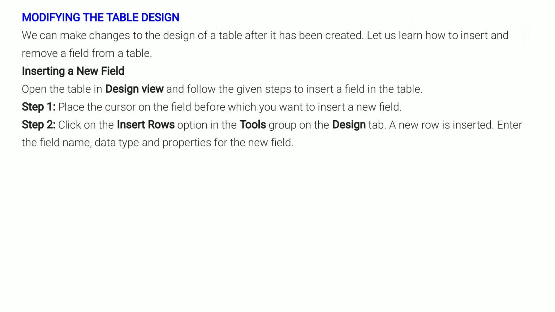The next point is modifying the table design. To modify the table design, suppose we have created a table in Microsoft Access and we want to add a new field in that table. At the time of creating a table we chose a few fields, and there is also a requirement for more fields in the table. We can insert a new field in a table.